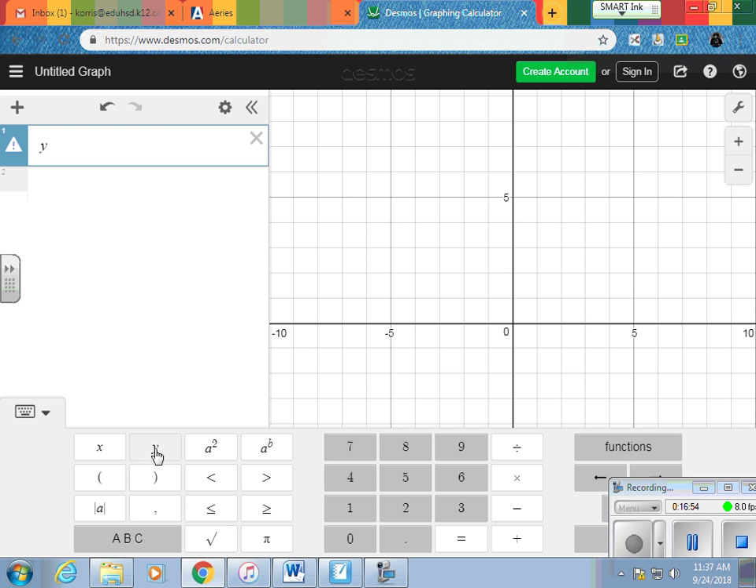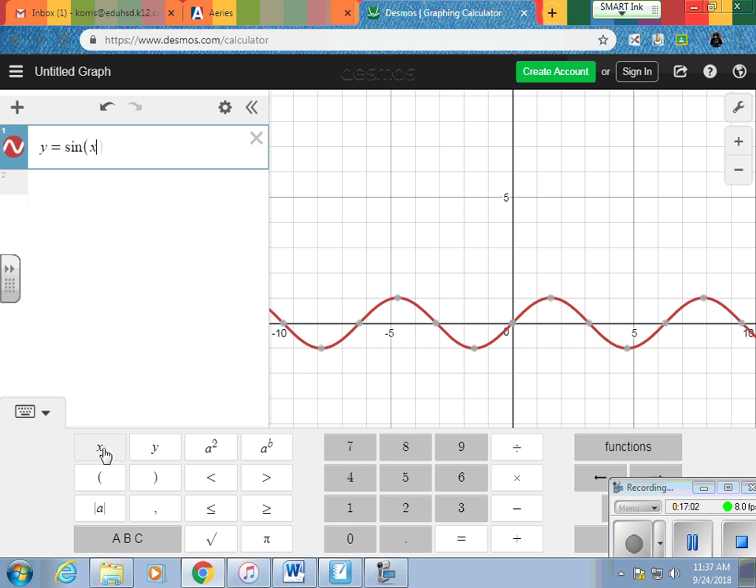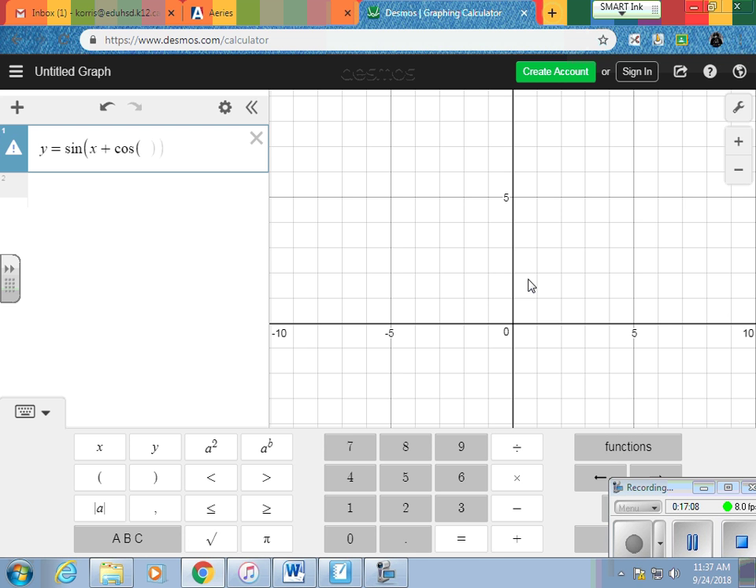y equals, and my function list, sine x, is it sine x plus cosine x for the original one? Yeah. Oh. Don't give them the row. Get mad. Get yes.